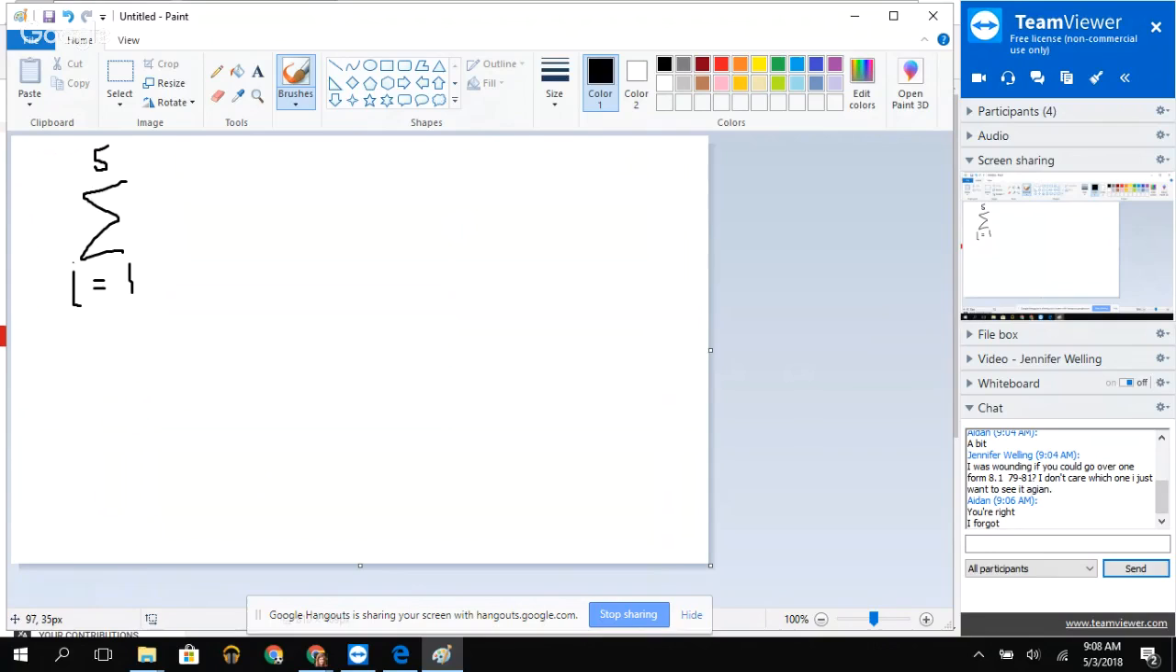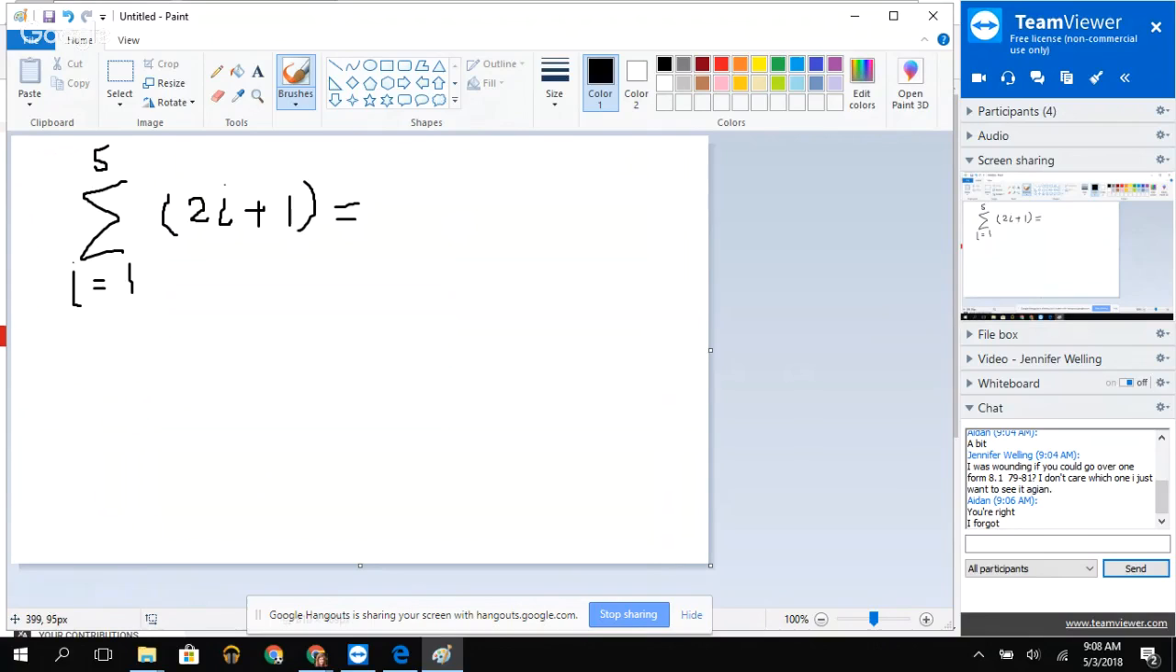So in this particular case, without even looking at what's after my sigma, I know that I'm going to sum up the terms from 1 to 5, just based off of this. And what's after the sigma actually tells me what I'm actually summing. So in this case, it's 2i plus 1.